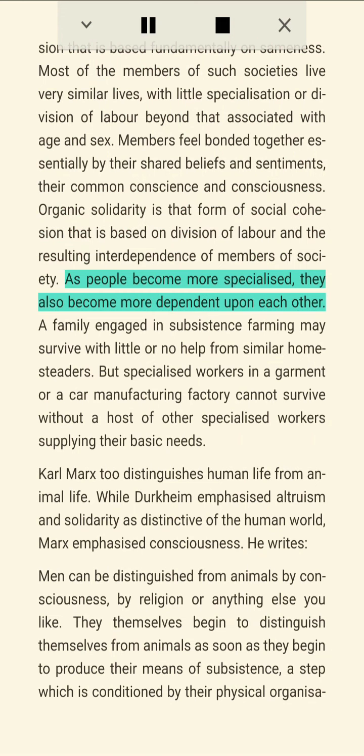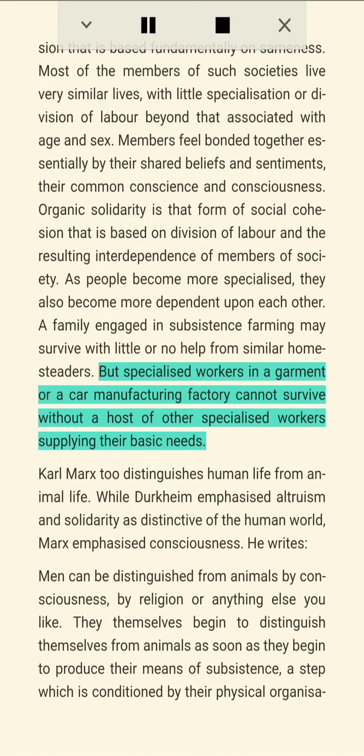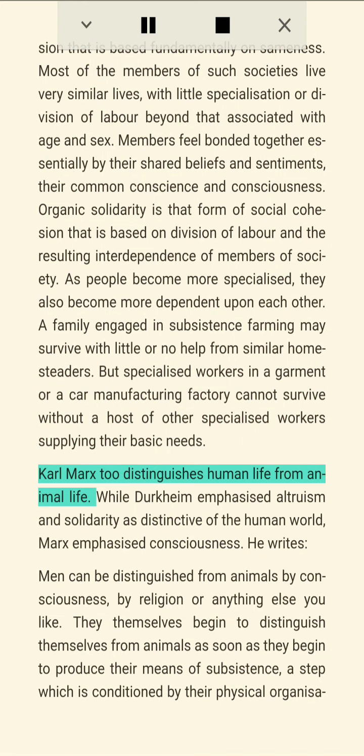Organic solidarity is that form of social cohesion that is based on division of labor and the resulting interdependence of members of society. As people become more specialized, they also become more dependent upon each other. A family engaged in subsistence farming may survive with little or no help from similar homesteaders. But specialized workers in a garment or a car manufacturing factory cannot survive without a host of other specialized workers supplying their basic needs.